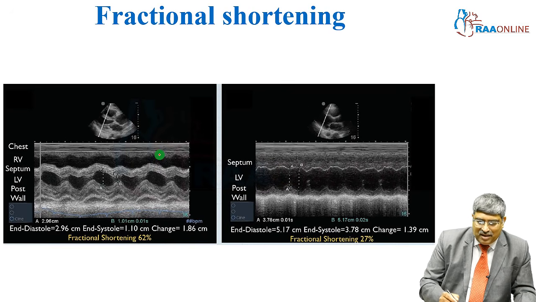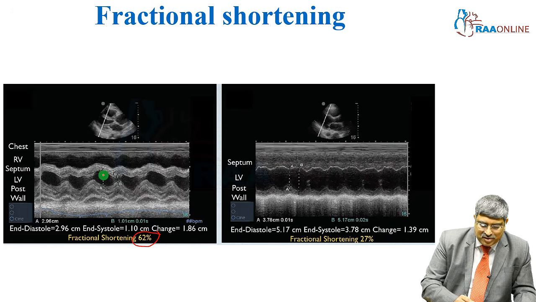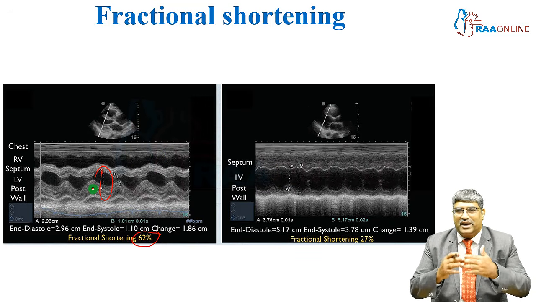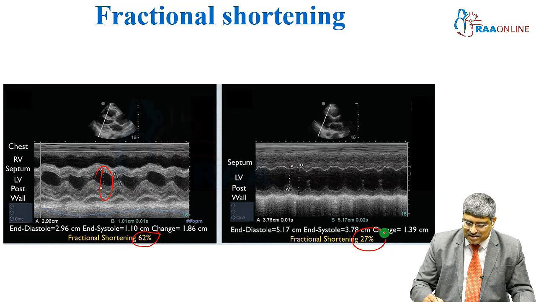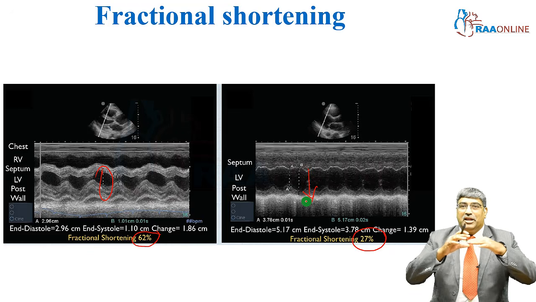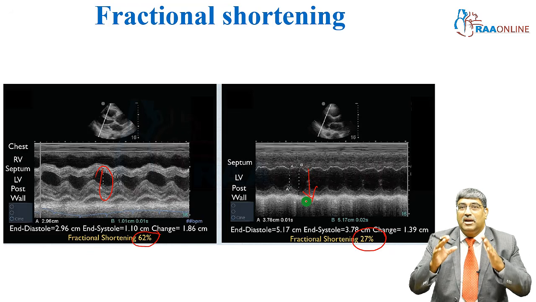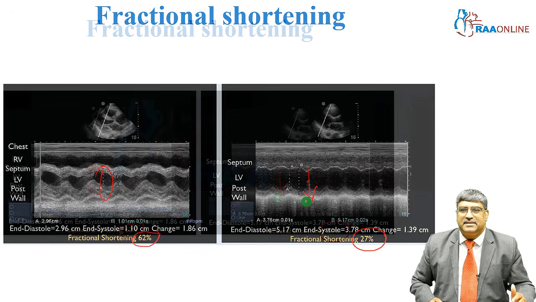Here you can see a fractional shortening of 62%. That means the heart is contracting well, and here the fractional shortening is 27%, and here you can see the dimension is more. Here the ejection fraction is slightly less.